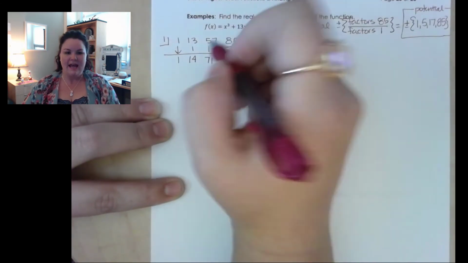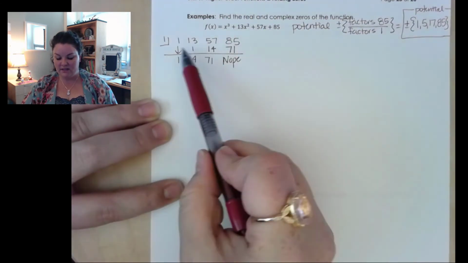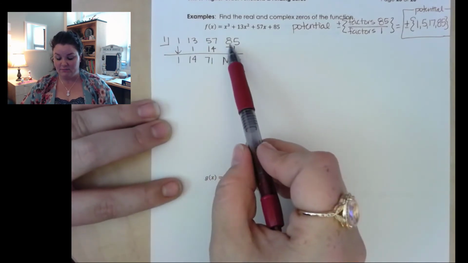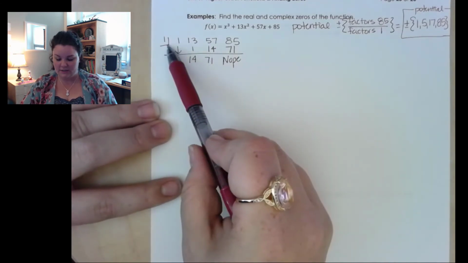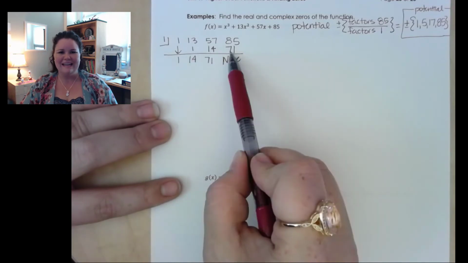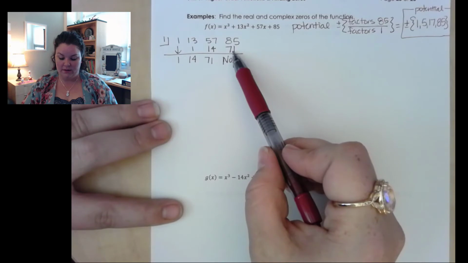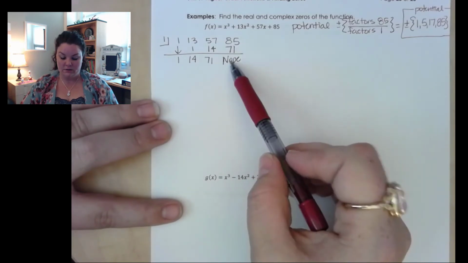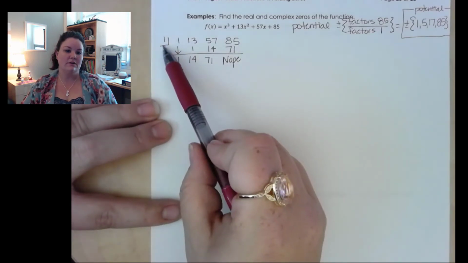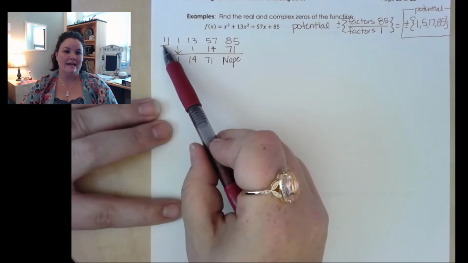Nope. Okay, and notice what's happening. Since all of these are positive, if I just bring them down and multiply them by something, these numbers just got bigger and bigger and bigger. I didn't get any negatives. So if I don't get a negative here, it's not going to be able to cancel out and give me a 0. So instead of trying a positive number, I'm going to try a negative number.